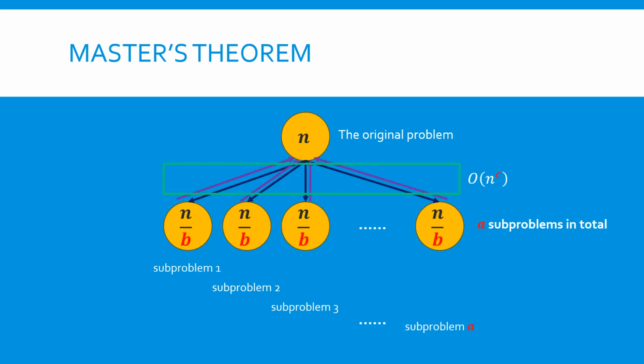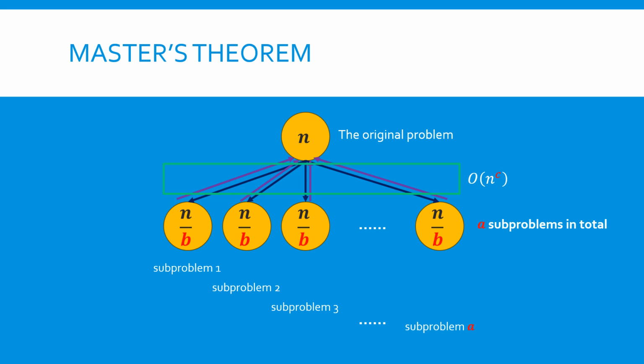To prove the master theorem, let's first visualize the divide and conquer paradigm using a recursion tree. The root of the tree represents the original problem, which has a size of n. It is divided into A subproblems, each with the size of n/B. The divide step is represented by the dark blue arrows that go from the root to its children. Once the subproblems are solved, their results are merged to construct a solution to the original problem. The merge step is indicated by the purple arrows that go from the subproblems to the root.